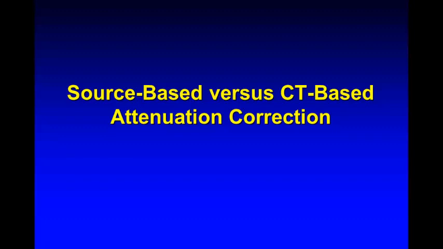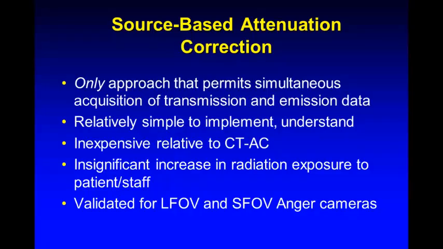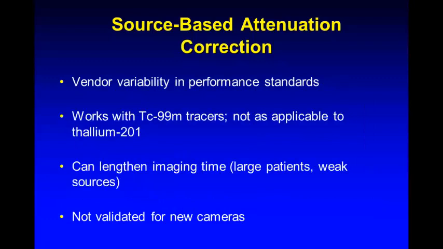So there are some discussions now about whether source-based versus CT-based. I think this is an old discussion now. Nobody right now is using source-based, although it does have some benefit because it is the one that allows simultaneous acquisition of transmission and emission data. It's relatively easy, but there are some disadvantages with that, and one of them is that it's not validated for the new cameras, and it can lengthen imaging time significantly.